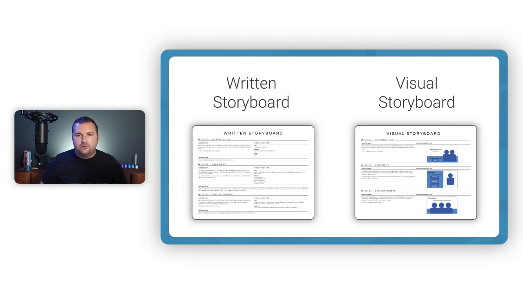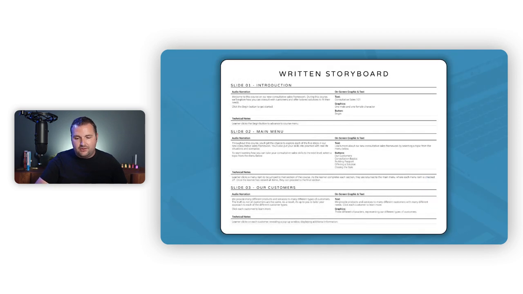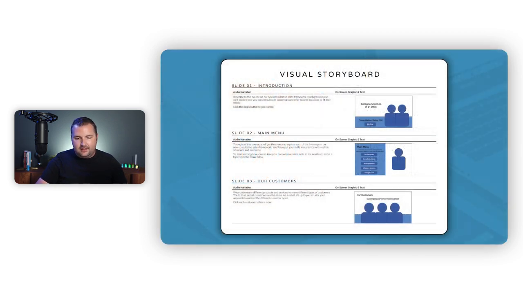I mentioned that a written storyboard is really ideal when you want to focus on the content, and it's also really ideal when you want to focus your stakeholders and subject matter experts on the content. Because here's what happens, and this will happen to you at some point in the process. Let's say you go with a visual storyboard, right? You send a stakeholder, subject matter expert a storyboard that looks like this one here, right, with the little mock-ups.